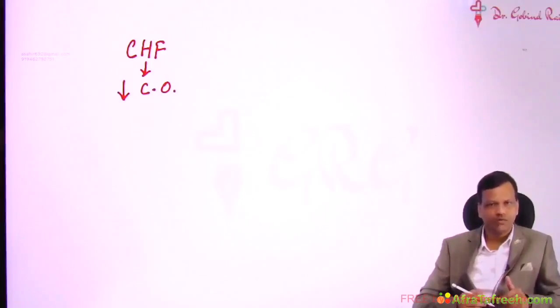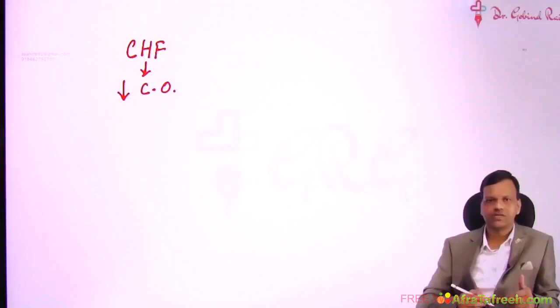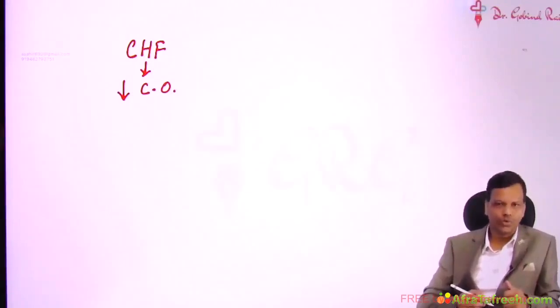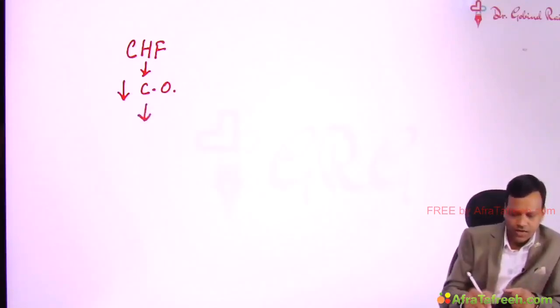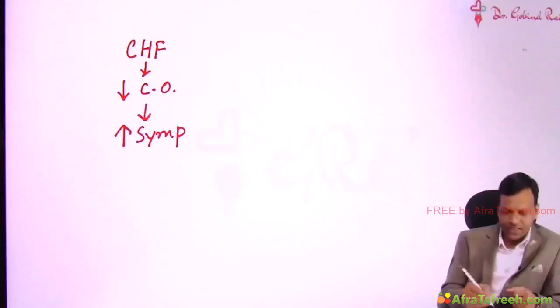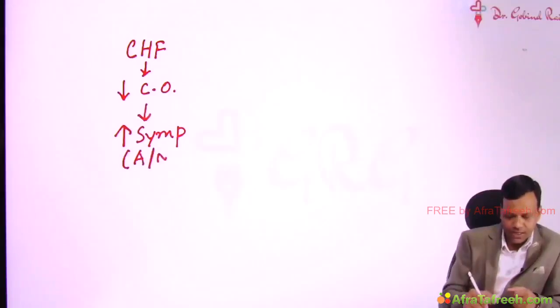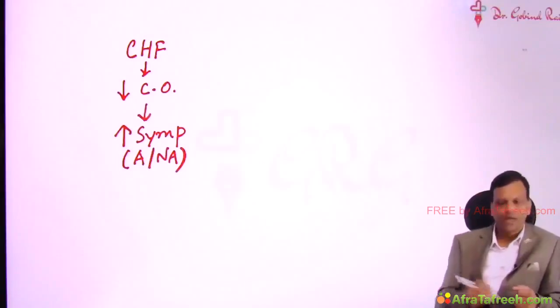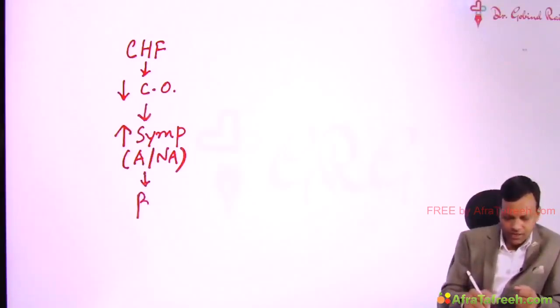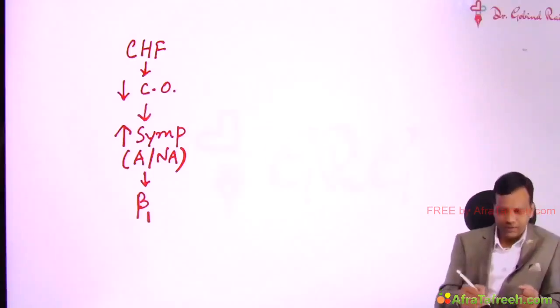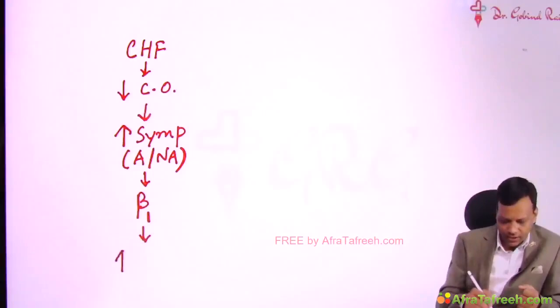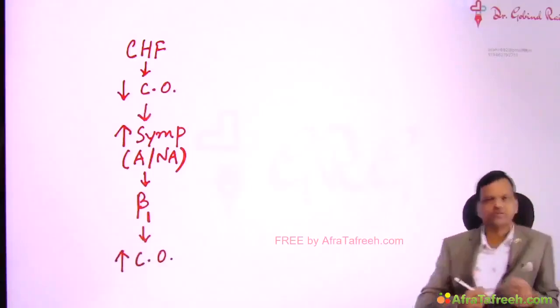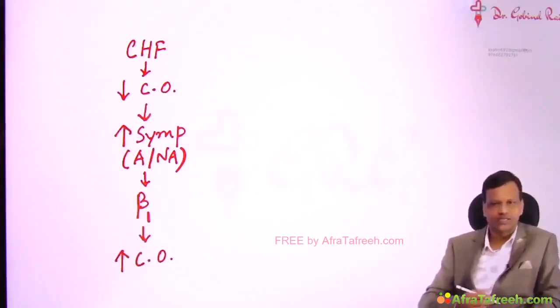But we know that we have only two arms for compensation: one is the sympathetic system, the second is the parasympathetic system. If a person's cardiac output is low, which arm will be activated for compensation? Yes, the sympathetic system. When the sympathetic system is activated, catecholamines like adrenaline and noradrenaline will be released. They will stimulate beta-1 receptors in the heart. We know beta-1 stimulates the heart, so cardiac output is increased.